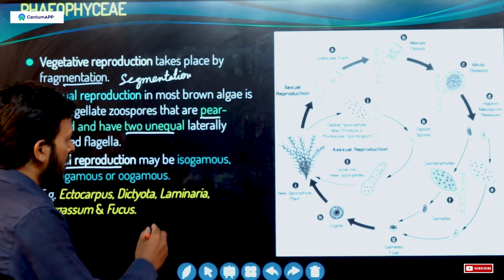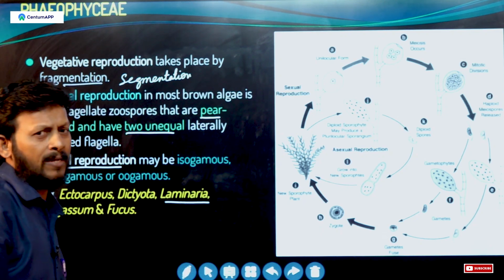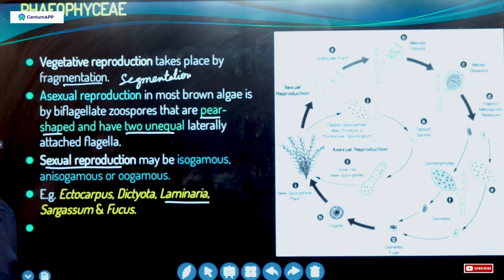Laminaria is a type of Phaeophyceae, a large kelp, that is kelp or seaweed.